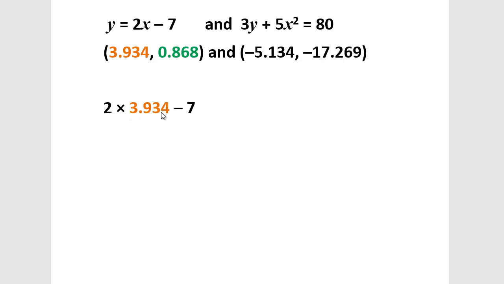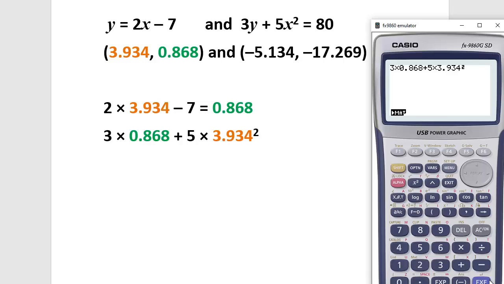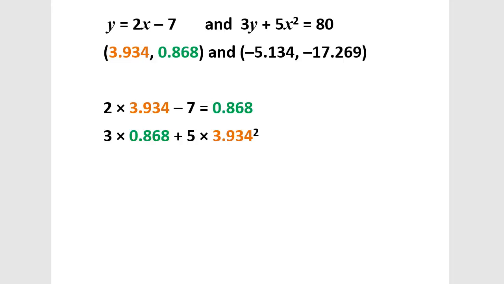So I'm going to take 2 times the x value, take away 7, and that gives 0.868, my y value. So that first equation is true for those two values. Then I take 3 times my y value plus 5 times my x value, stick it in the calculator, and that's close enough to 80 with rounding errors. Those two values make both equations true. I'm confident they're right. I don't bother checking the other one because if you've got one point right, then you'll have automatically got the other.